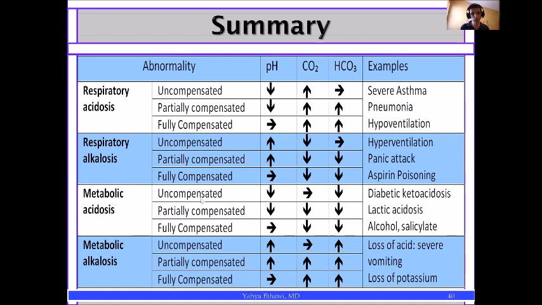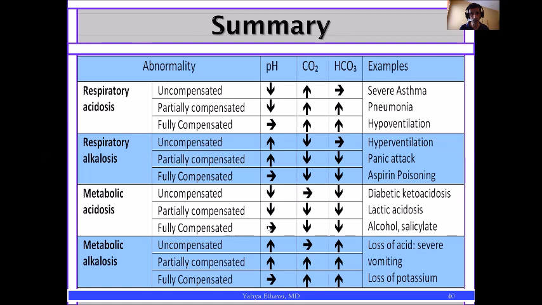Metabolic acidosis, uncompensated, you have low pH, but the problem is bicarb. The CO2 is not affected. Examples: diabetic ketoacidosis, lactic acidosis, alcohol, salicylate, whatever the problem is, or even low perfusion due to hypotension or uremia, whatever the metabolic problem. Then you start to compensate, to partial, so your pH is still low. Your CO2 is now low, and the bicarb is low. So every value is low, then it's partially compensated.